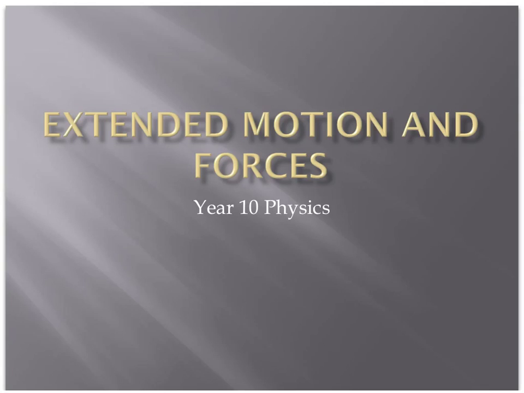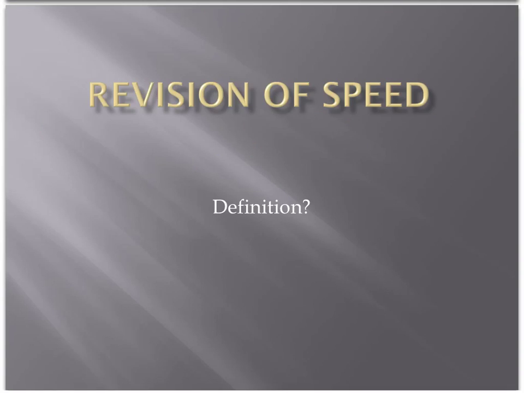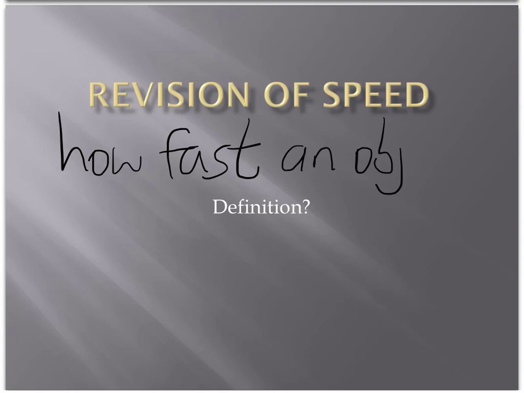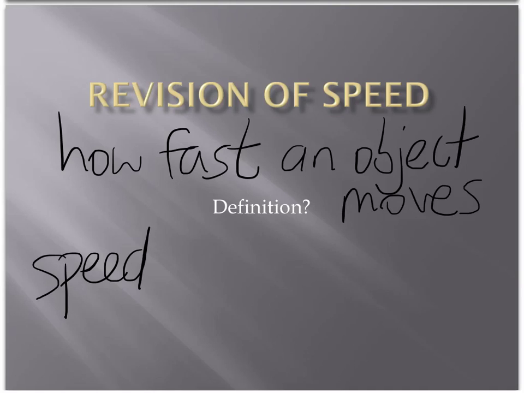Alright, this gives you some quick ideas about motion and forces, starting with speed. A good definition for speed is how fast an object moves. And in terms of mathematics, we want to have a formula that describes that idea. Speed equals the distance moved per unit time. So d upon t, distance over time.